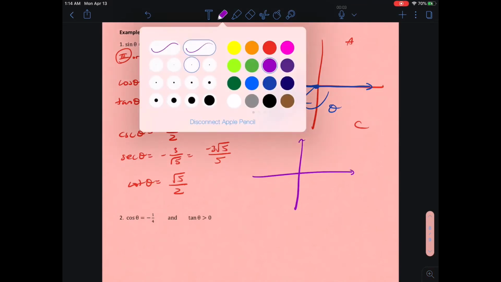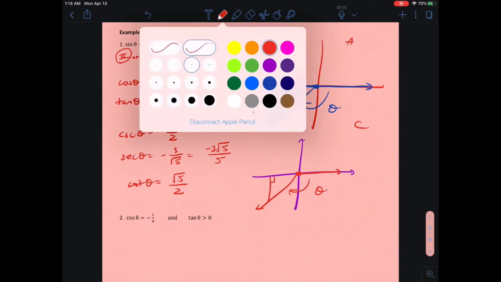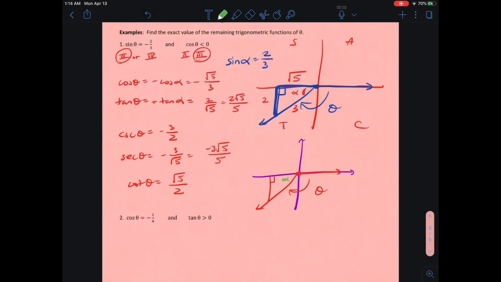So I'm going to draw an angle in quadrant 3, standard position, with my angle theta. Let's draw a right triangle here. And I'm going to call this angle here my reference angle as usual. Now we know that sine of theta is negative 2/3. The hypotenuse is 3. Earlier we labeled a triangle like this, right?